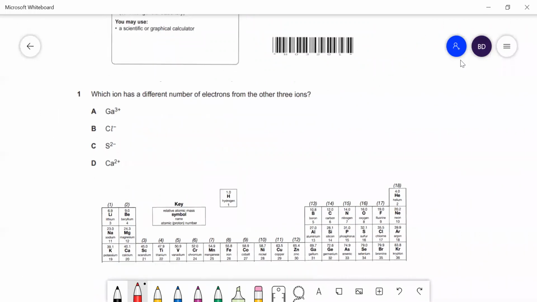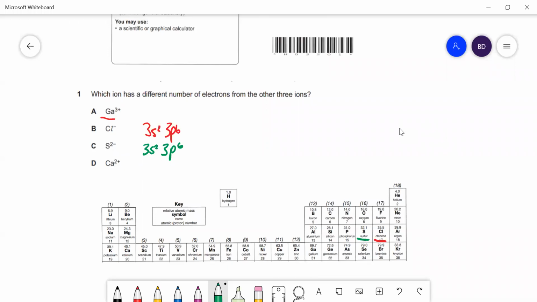Okay, so I've got the periodic table here. Which ion has a different number of electrons than the other three? We're fairly familiar with all of these, probably except for gallium. Let's have a look at the chloride ion. Chlorine has 5 electrons in the p shell, so that's 3s2 3p5, but because it's a single minus, it's got an extra one, so that's 3p6. Sulfur is here, so that's 3p4, 2 extra, so that's 3p6.